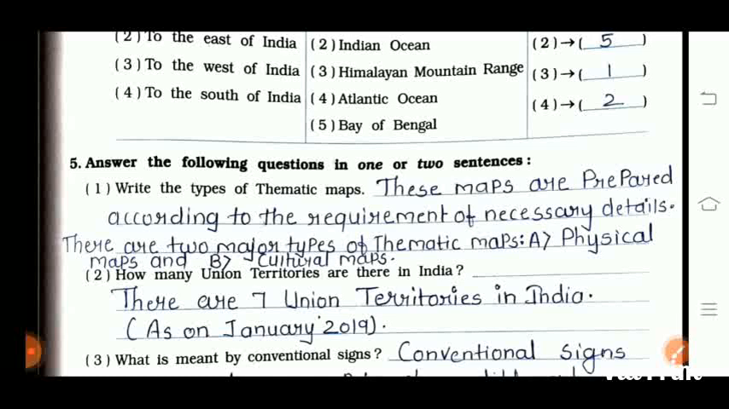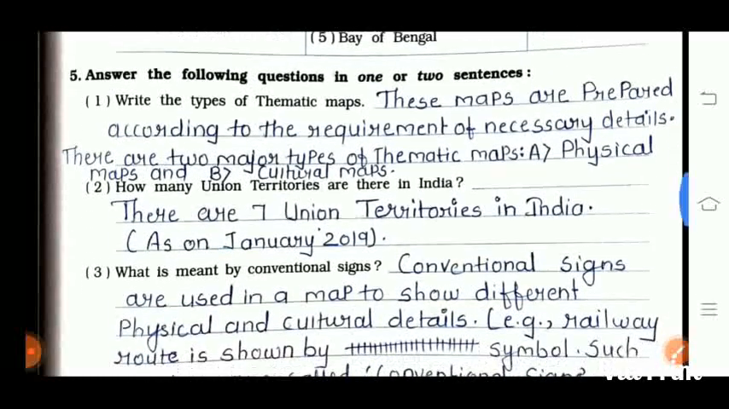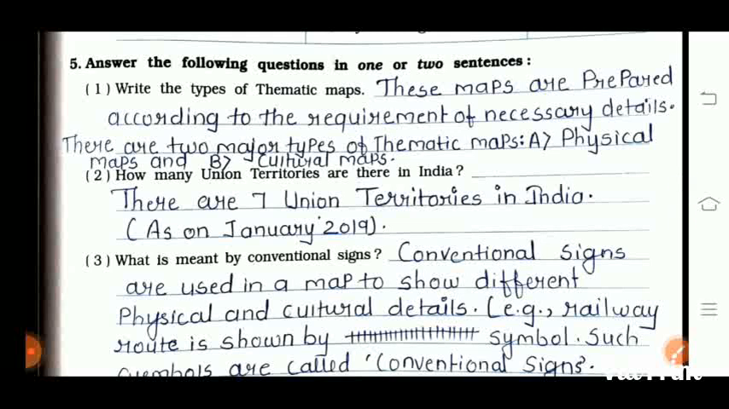First one is write the types of thematic maps. Okay, these maps are prepared according to the requirement of necessary details. There are two major types of thematic maps, that is physical maps and cultural maps. Second question is how many union territories are there in India? There are 7 union territories in India as of January 2009.